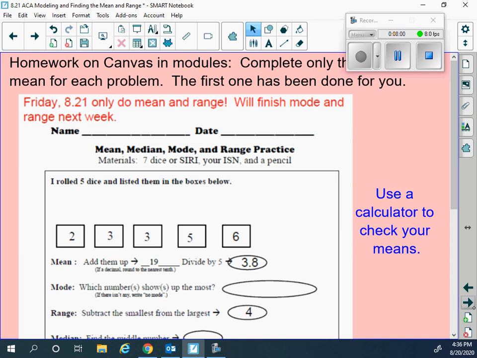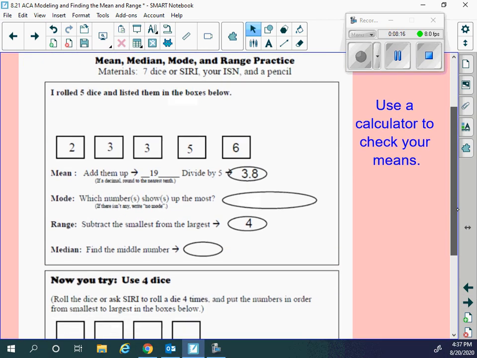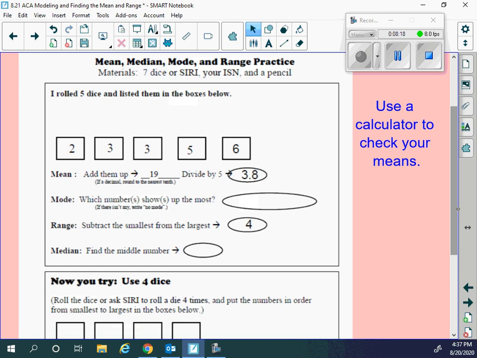And then finally, this is our homework, all right? What you need is 7 dice, or you can use Siri on your phone or Google or whatever and ask it to roll some dice, okay? So in this first one, it says I rolled 5 dice and listed them in the boxes below. I got a 2, a 3, a 3, a 5, and a 6. Then I found the mean and the range.